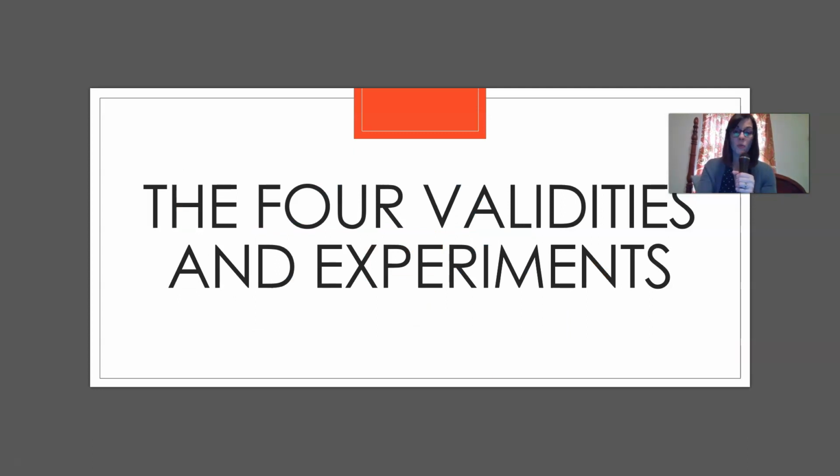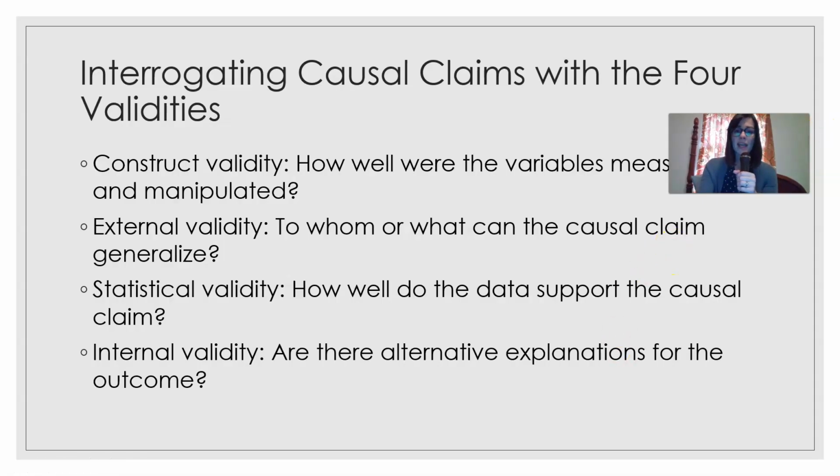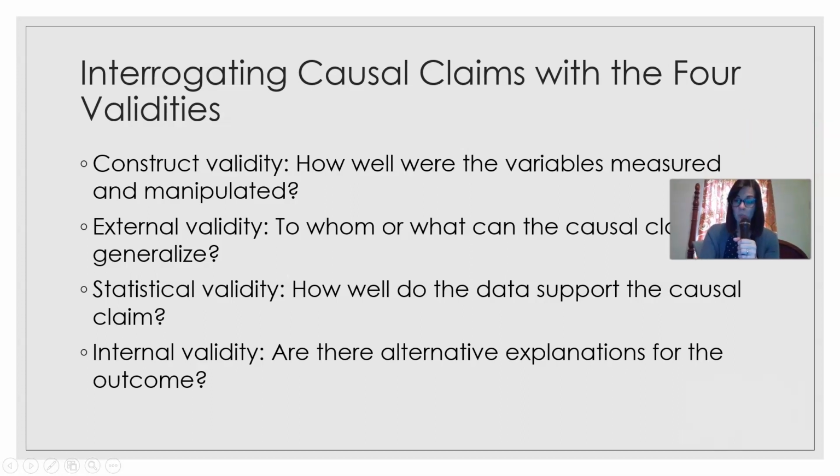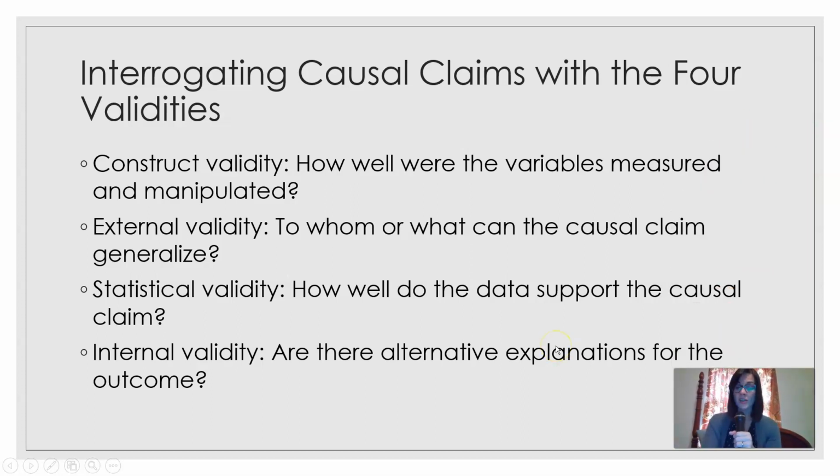Now let's talk about the 4 different validities and experiments. So again, let's talk about those 4 different validities and how we can use them to think about experiments more deeply. So we're going to talk about construct validity. How well were our variables measured? How well were they manipulated? External validity. To whom or to what can our causal claim generalize? Statistical validity, how well do our data support the claim? And internal validity, which is probably the most important for experiments, are there alternative explanations for our outcome?